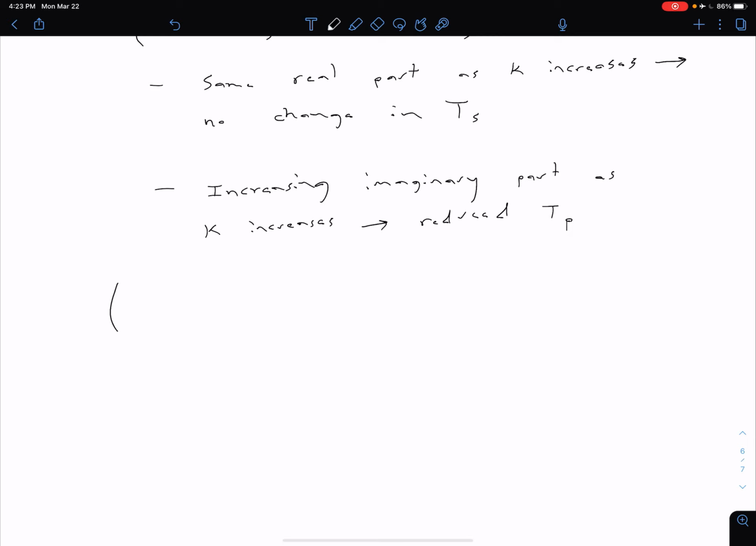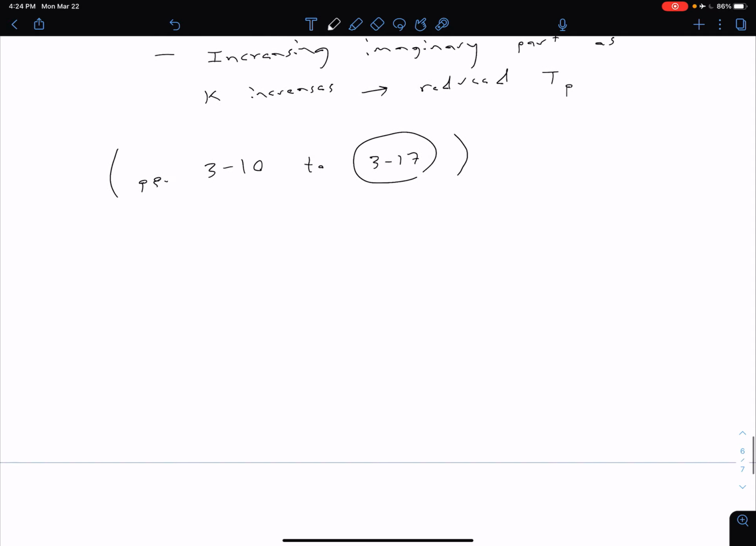And so for all of that stuff, if that was a little confusing or maybe you don't remember it as well, you can go back to the notes, pages 310 to 317, and particularly page 317 has the relationship of these characteristics, our T s, our T p, and our percent overshoot, to our location of the poles in the s-plane.